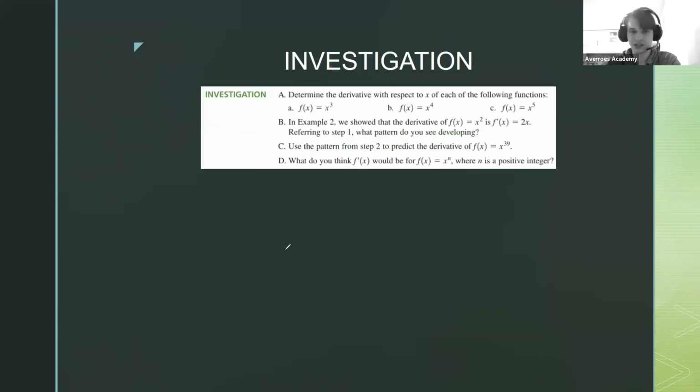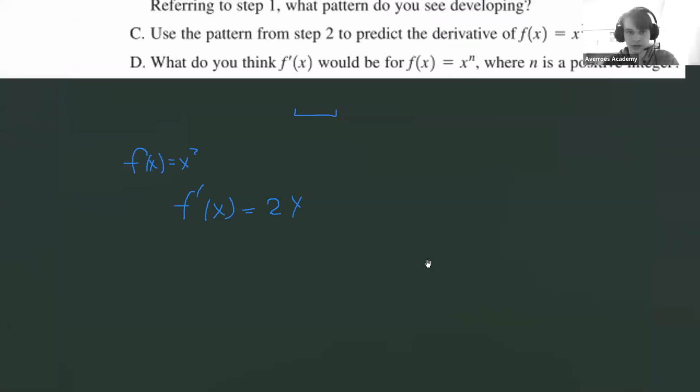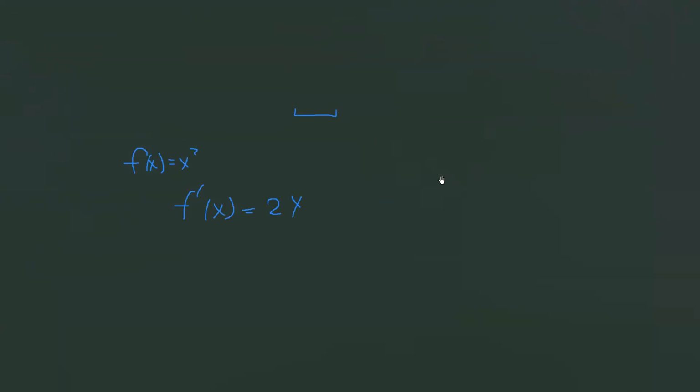And now investigation. That's the interesting part. We want to make this process more convenient, right? We want to find some patterns that emerge when we are dealing with the instantaneous rate of change for different functions. So we already know the derivative of the function f of x equals x squared. It would be 2x. Now let's find the derivative for x to the third power. Before solving it, can I guess, would it be 3x? Yes, your guess is right. And then would it be 4x for the other one? Exactly.